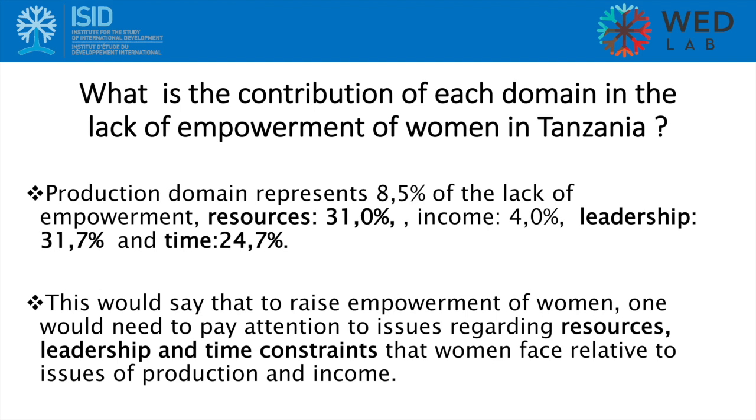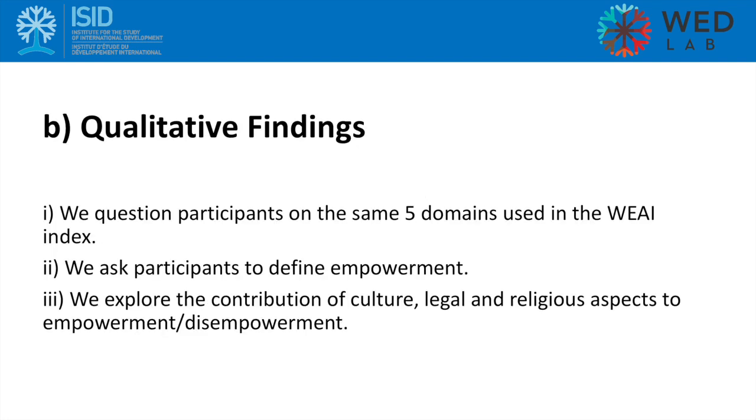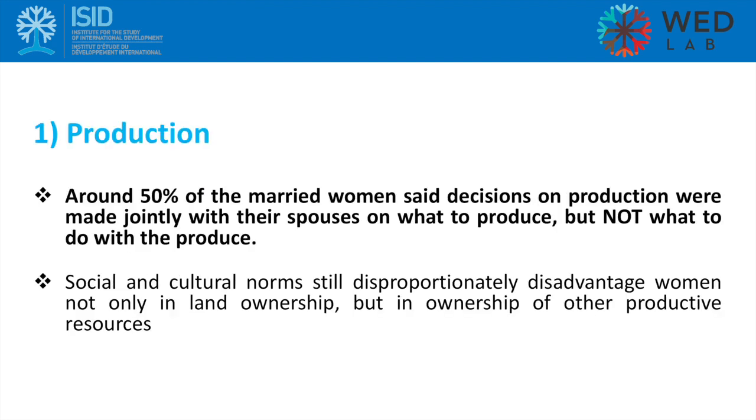So now, qualitative findings. Remember, I had quantitative things, but I also have qualitative stories. And then what we did is that we paralleled our studies of the qualitative findings along with the quantitative ones. So we asked the same questions on the 5 domains using the index. We also asked participants to define empowerment. And we also explored the questions of culture, legal, regional aspects. So what I'm showing you there, these are some of the quotes from the individual questionnaires that were filled and/or focus group decisions.